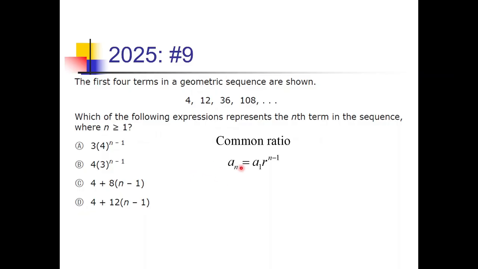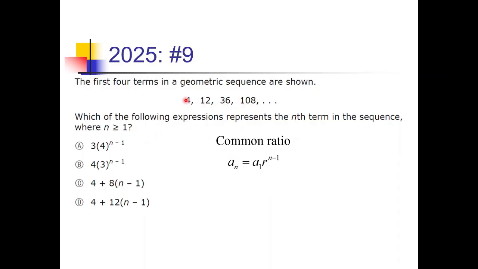A sub n equals a1 times r to the n minus 1. This is sort of the y equals mx plus b of these sorts of sequences here. So the a1, that's the starting value. That's going to be 4. And then for the common ratio, to get that, you just take any term and divide it by the term before it. You're basically asking, what do I have to keep multiplying by to get the next number?